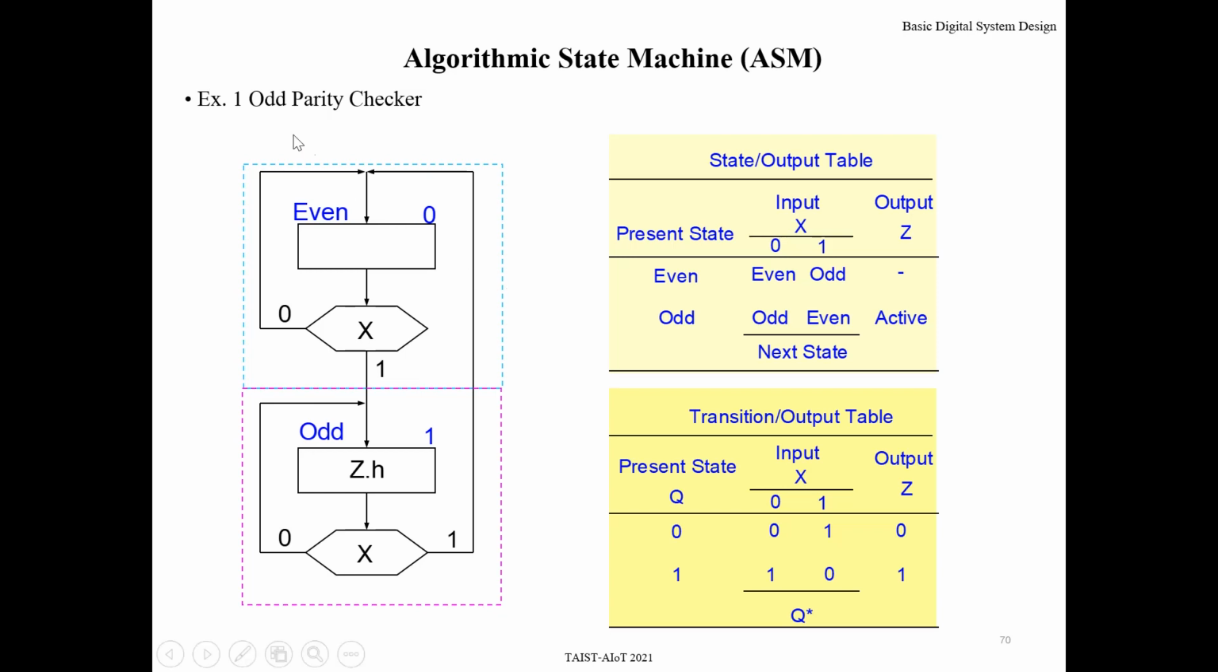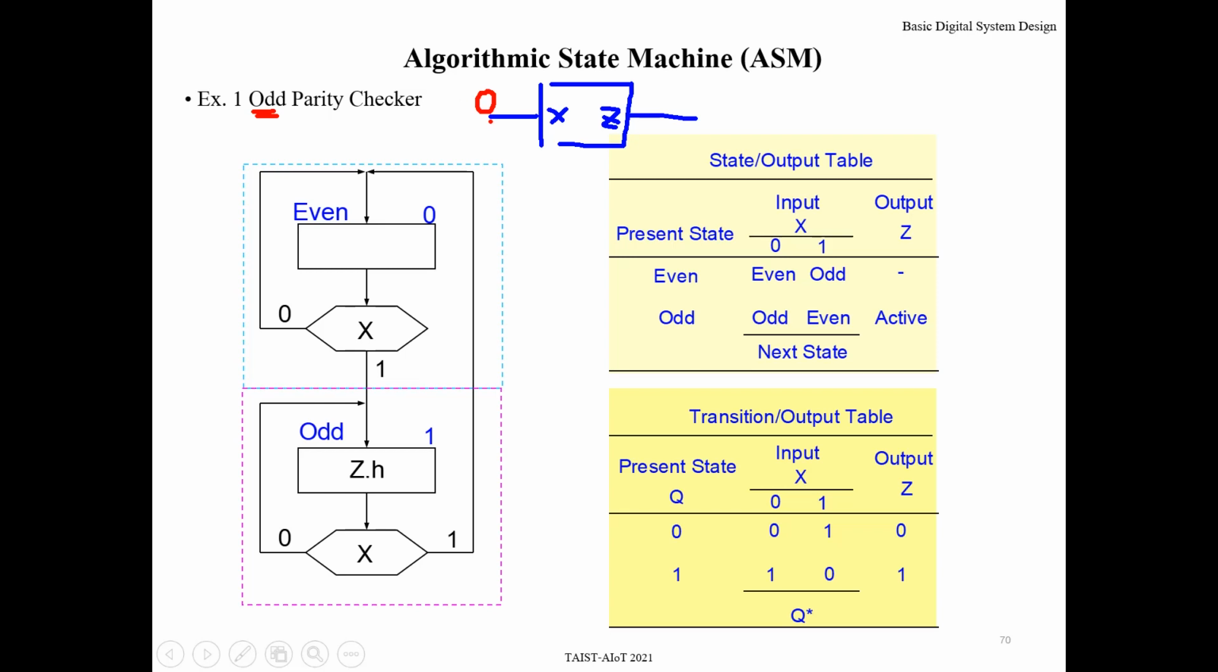Example 1, odd parity checker. Your circuit may have one input X and one output Z, active high. When the clock ticks, the first value of X is 0. This circuit checks whether the number of logic 1s is odd or even.